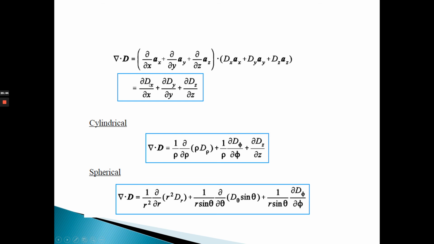So del is equal to ∂/∂x, ∂/∂y, and ∂/∂z, and these are the other derivations for the cylindrical and spherical coordinates. Oh, by the way, I forgot to put it here. This is the rectangular coordinate system.